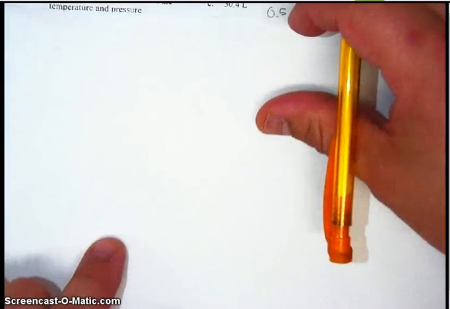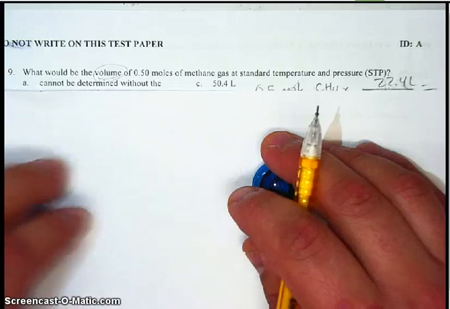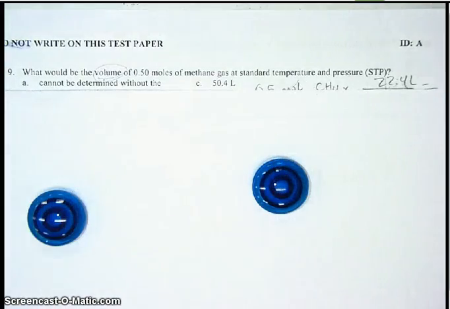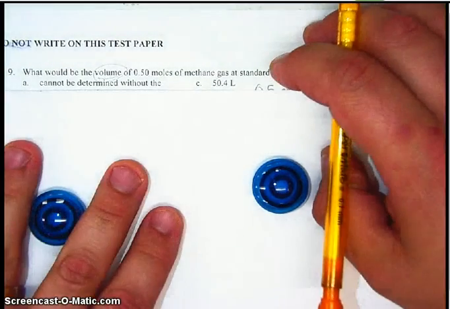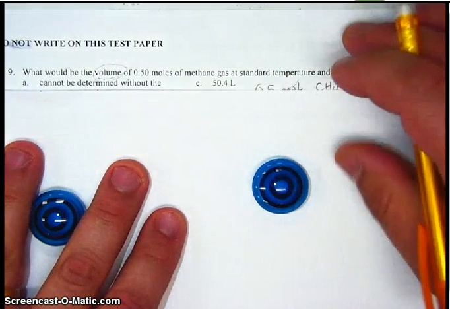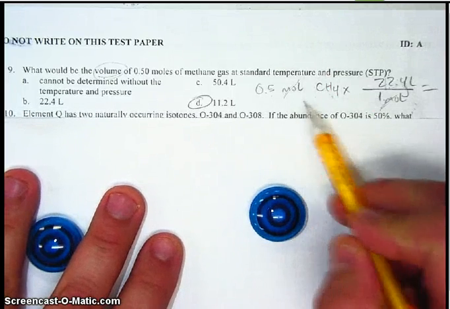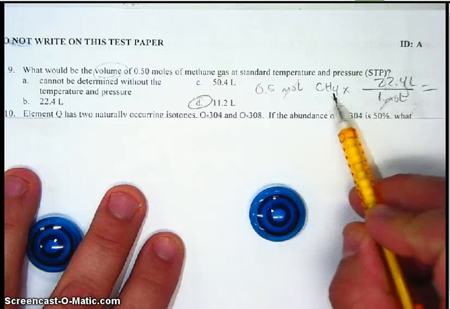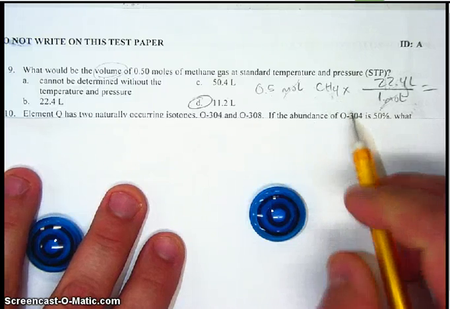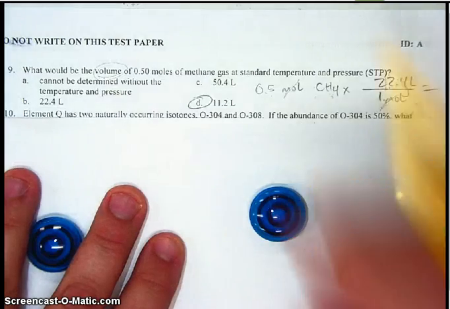Okay, on the back, here it says, what would be the volume of 0.5 moles of methane gas at standard temperature and pressure? This is one of those volume questions where you had to use that conversion factor. And the way you set it up, 0.5 moles of methane. You could have just written methane here. You didn't have to write CH4. Times 22.4 liters is 11.2 liters.